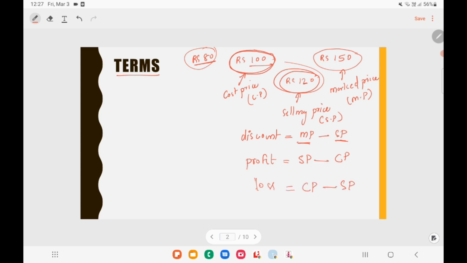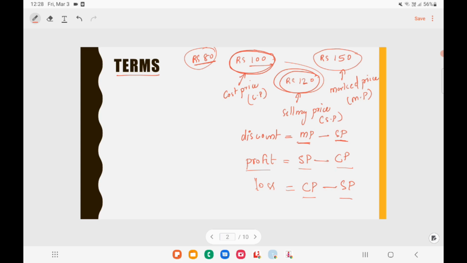Here what you need to understand is that if you have a profit, your selling price will be more than that of your cost price. So the profit is equal to selling price minus cost price. But if you have a loss, it means that your cost price was greater than your selling price, right? So loss is equal to cost price minus selling price. Here another thing that you need to understand is that this discount, profit and loss, we usually represent in the percentage form.